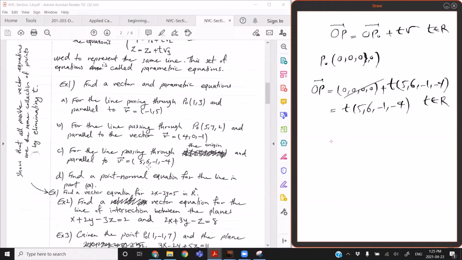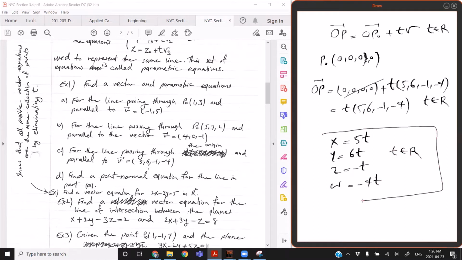If I want to write the parametric equations, x would be 5t, y would be 6t, z would be minus t, and I can use w for the last coordinate, minus 4t, where t is a real number. So this one would be the set of parametric equations for the same line, and the previous one would be the vector equation for the line in part C. Any questions?